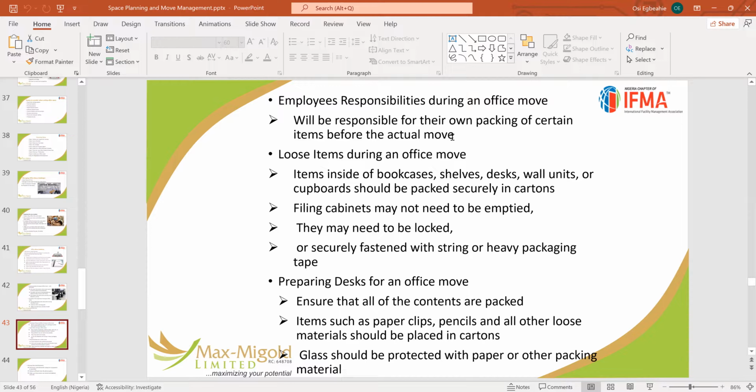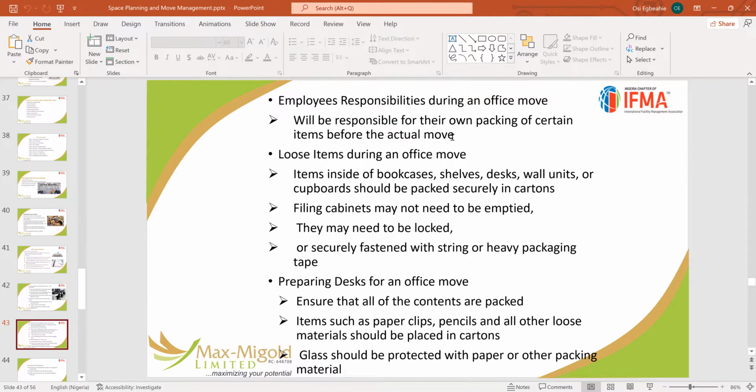Loose items during an office move. Items inside bookcases, shelves, desks, wall units, or cupboards should be packed securely in a carton. Filing cabinets may not need to be emptied. You can just lock them up.